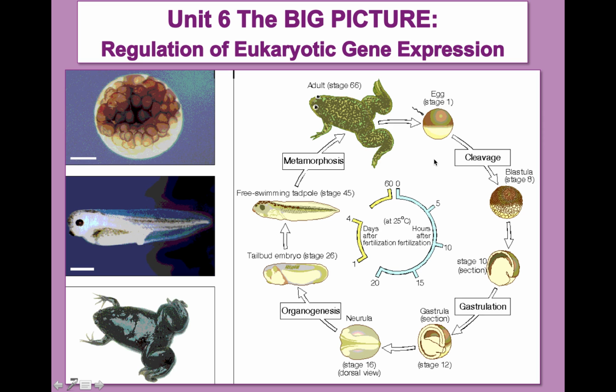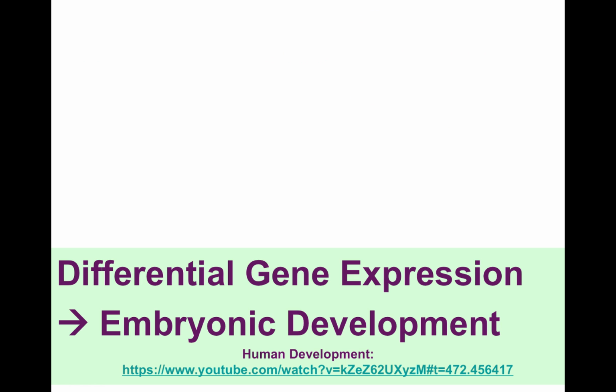Ever since scientists discovered that every single cell in an adult organism contains a copy of the entire genome, how genes are regulated has become the holy grail of molecular genetics. Differential gene expression is one way to express the processes that occur in embryonic development.